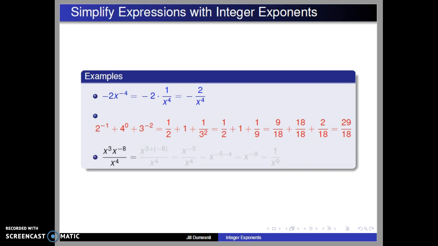Let's consider a slightly more complicated fraction with numerator x cubed times x to the -8 and denominator x to the 4th. We can multiply the like bases in the numerator by adding the exponents to get x to the -5 over x to the 4th. Now we can divide like bases by subtracting the exponents, producing x to the -9th. Only in the final step do I eliminate the negative exponents by reciprocating to get 1 over x to the 9th.